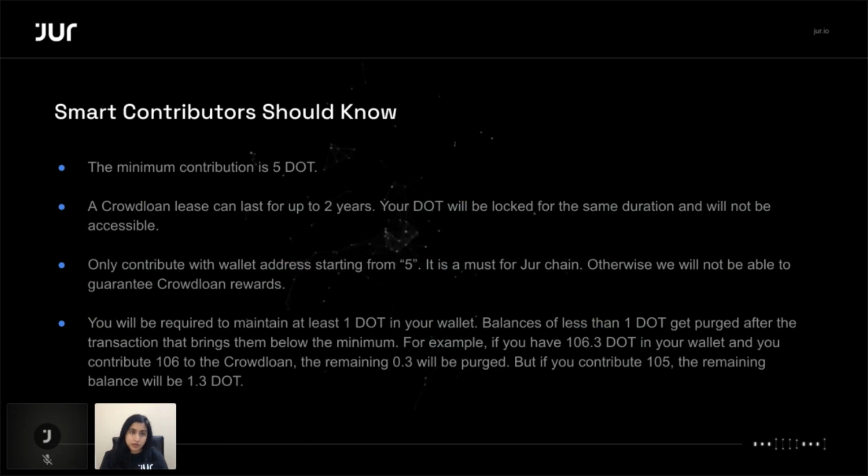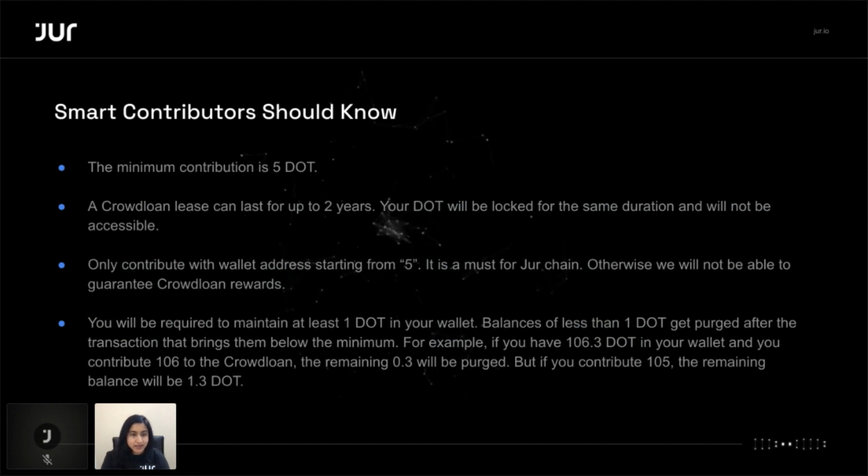Then third, only contribute with wallet addresses that start with 5. It is a must for Joule chain. I'm sorry, it is a must for Joule chain. Otherwise, we will not be able to guarantee the crowdloan rewards, which is more Joule tokens for you.